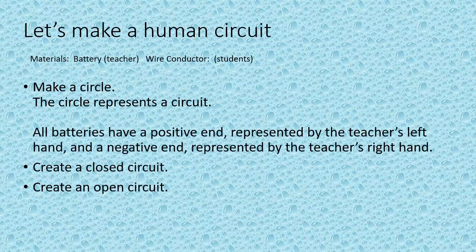So what we're going to do now is let's actually make a human circuit. The materials for this is everybody's going to need to stand up. The teacher's going to be the battery, and then you guys are going to be the circuit, the conductors. So we're going to make a circle, and that circle, of course, is representing a circuit. All batteries have a positive end, which is going to be represented by the teacher's left hand, and a negative end, which is going to be represented by the teacher's right hand. So right now, go ahead and create a closed circuit.